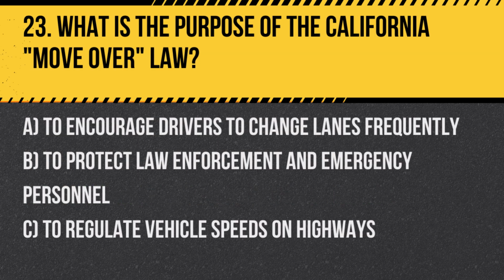Question 23. What is the purpose of the California Move Over law? A. To encourage drivers to change lanes frequently. B. To protect law enforcement and emergency personnel. C. To regulate vehicle speeds on highways. Answer: B. To protect law enforcement and emergency personnel. The California Move Over law requires drivers to move over or slow down when passing stopped emergency vehicles to protect law enforcement and emergency personnel.